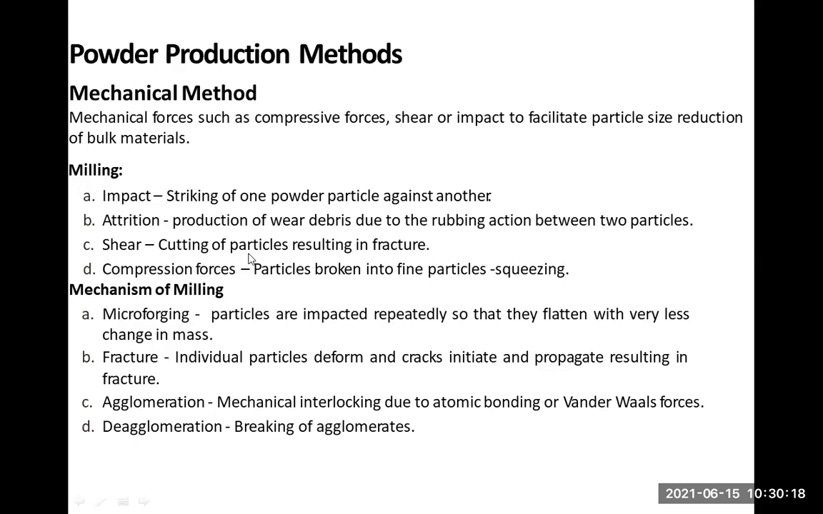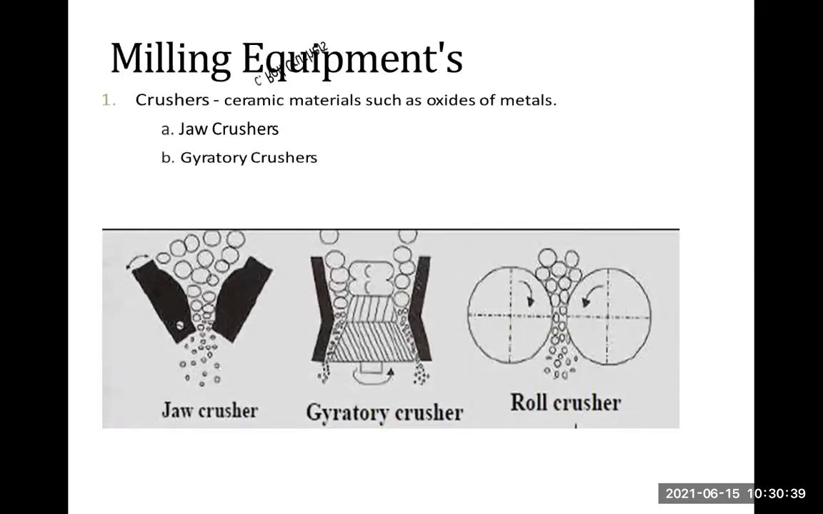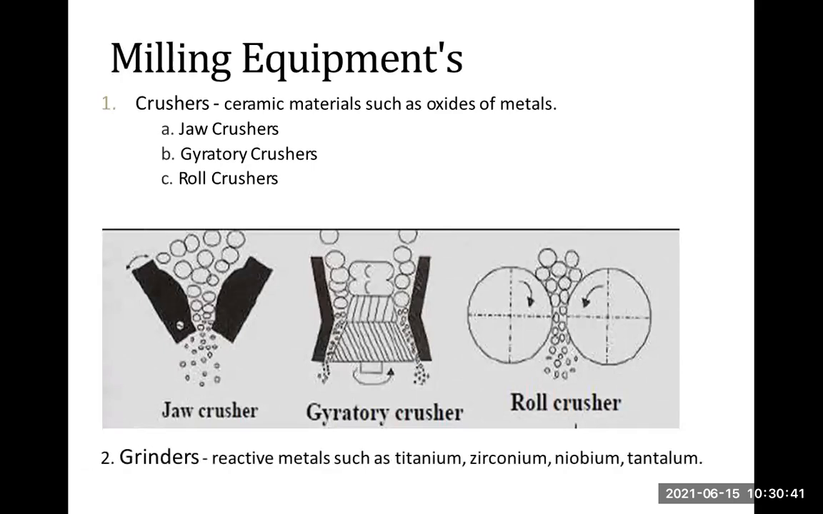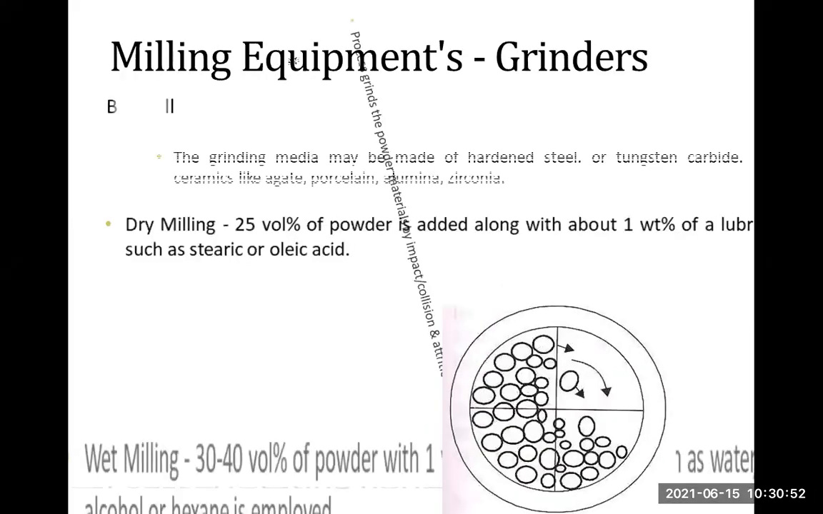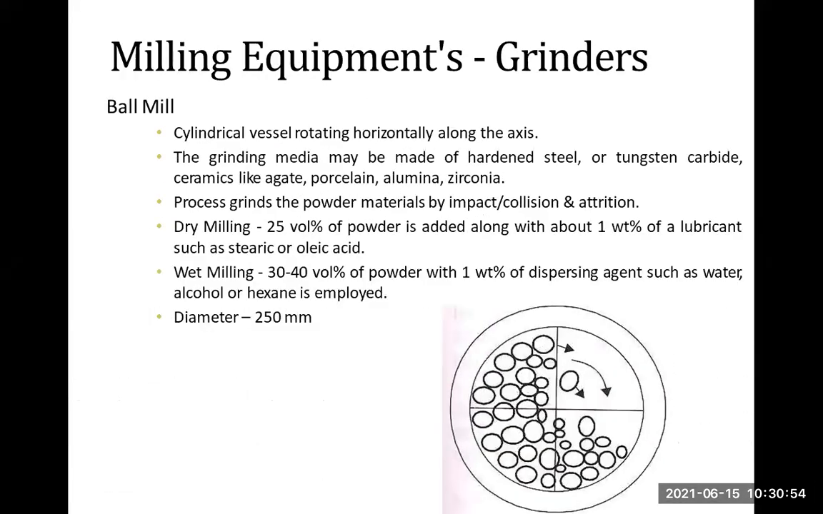In general, the most popular milling that we are going to come across is with respect to the machining characteristics, which will be taken care of in the working operations. So these are the different milling equipments that we are going to consider. That is crushers. In crushers, we have jaw crushers, gyratory crushers, and rolling crushers. In case of grinders, we have different roller grinders, that is, the ball mill grinder.